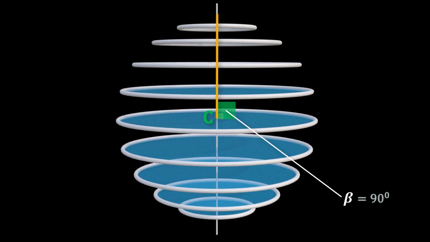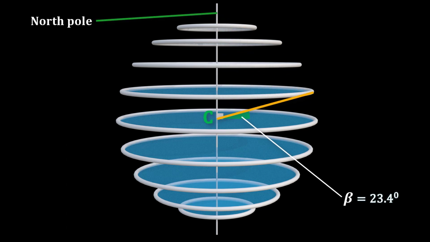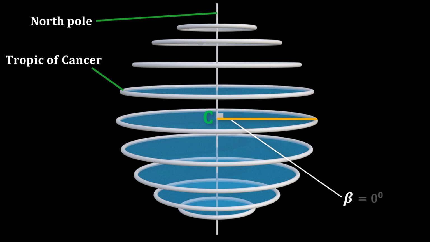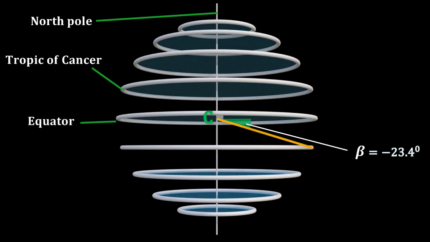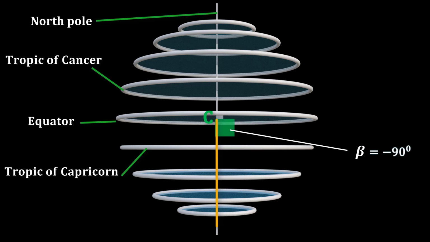For beta equals 90 degrees, the latitude is called the North Pole. For beta equals 23.4 degrees, the latitude is called the Tropic of Cancer. For beta equals 0 degrees, the latitude is called the Equator. For beta equals minus 23.4 degrees, the latitude is called the Tropic of Capricorn. And for beta equals minus 90 degrees, the latitude is called the South Pole.